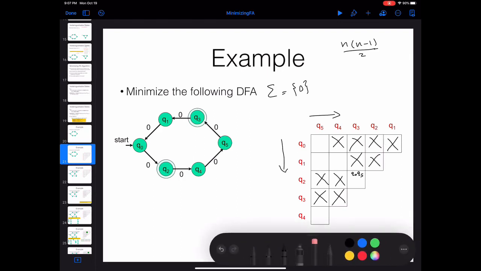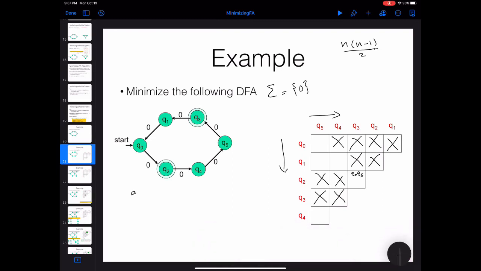Okay, I'm done with the first row. The second row, the first cell is going to be Q1 and Q5. From Q1 over 0, you are going to Q0. From Q5 over 0, you are going to Q3. So the equivalency of the pair Q1, Q5 is going to depend on Q0 and Q3.